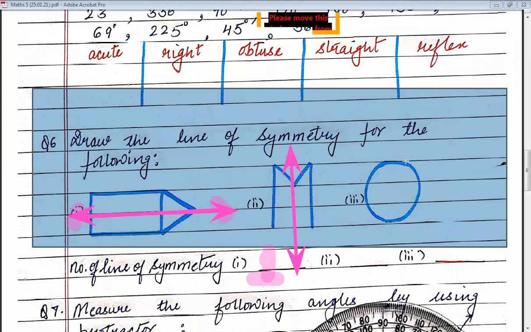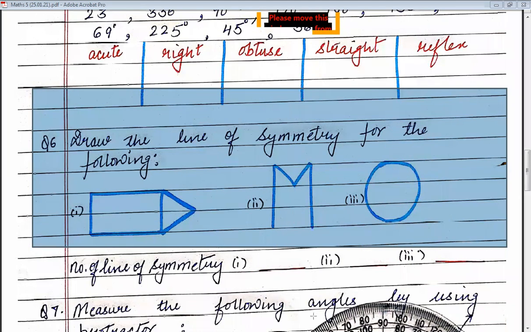Okay, now this is a circle. Let's draw the line of symmetry. This is the first one, this is the second one, now then third one, then fourth. Even you can make more. So it means the first figure is having only one line of symmetry, the second one is having one line of symmetry, but third one is having infinite lines of symmetry. That is uncountable. Okay, so I guess you are clear with this.